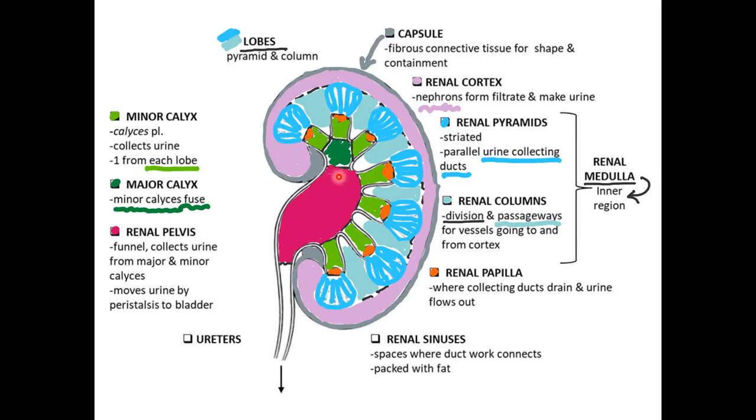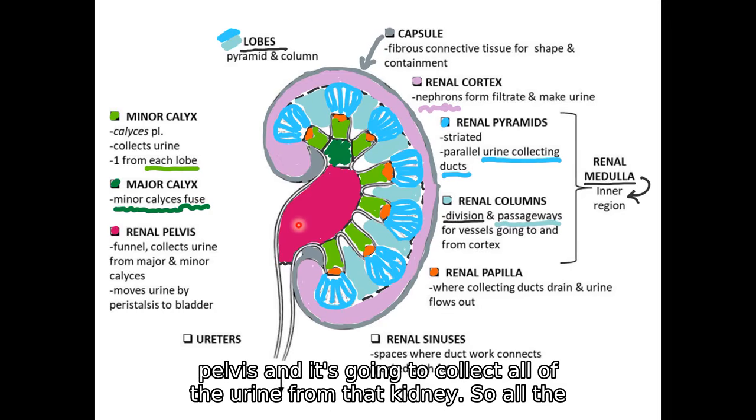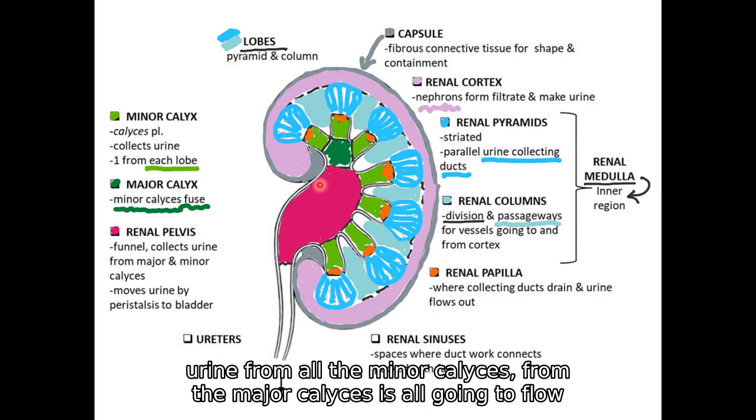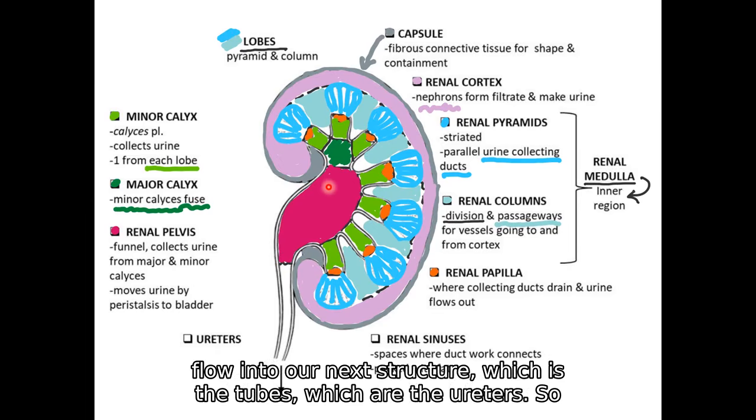And then this funnel-shaped part, so once it becomes a tube, just kind of draw a line. This is called the renal pelvis, and it is going to collect all of the urine from that kidney. So all the urine from all the minor calyces, from the major calyces, is all going to flow into this sort of funnel shape, bowl shape. And then the urine is going to flow into our next structure, which is the tubes, which are the ureters.